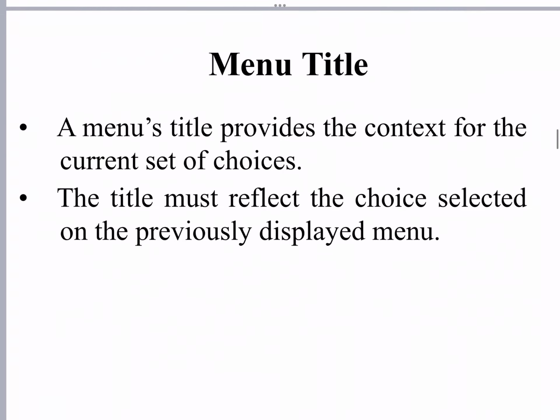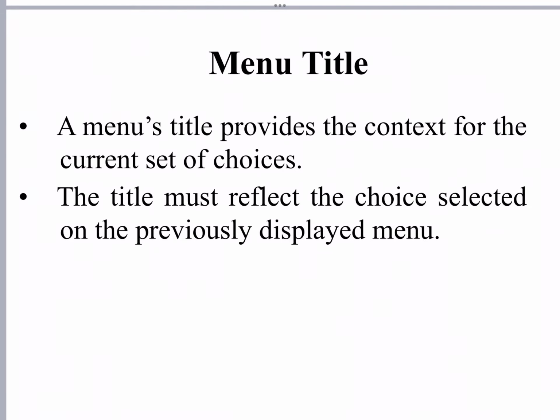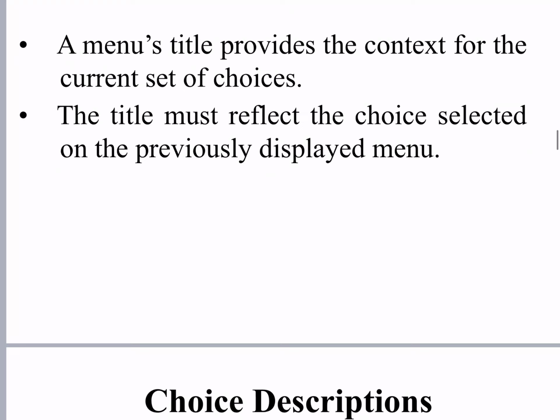Next is the menu title. When it comes to the menu title, your title will say what your choice is and what it is displaying. A menu title provides the context for the current set of choices. The title must reflect the choice selected on the previously displayed menu. So that connection must be there.